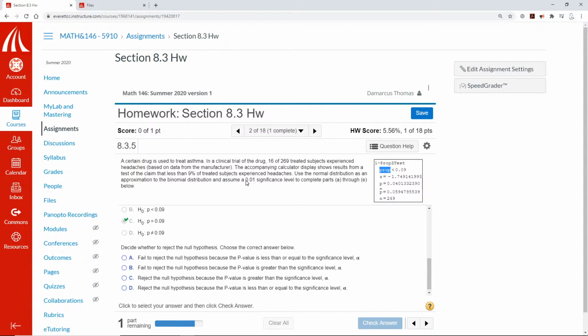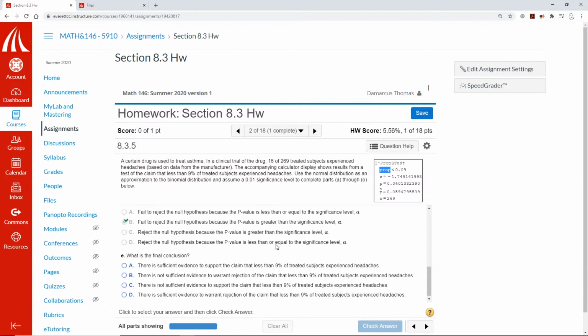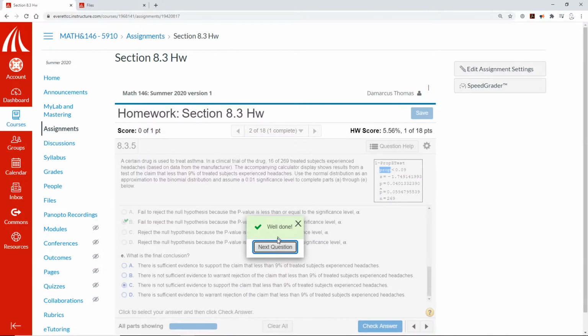It looks like the significance level is 0.01. That is not the p-value. 0.04 is not less than alpha. So we fail to reject because the p-value is greater than the significance level. These are just components that you have to get down and keep track of. What is the final conclusion? Well, there is no conclusion. There's not sufficient evidence to support the claim that less than 9% treated with headaches. The claim is the alternative in this case.